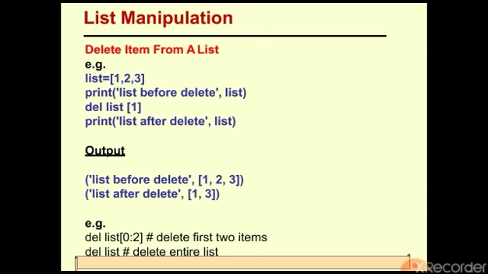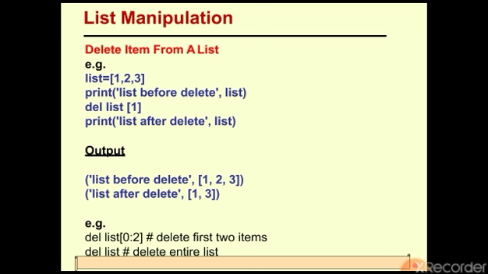Like for example, you want to delete the element at index 1. Here we have written del, then list[1] within the square brackets. It means that we want to delete the element at index 1, or the second element in the list. Before deletion, we printed [1, 2, 3] as a list. After we delete the second element, which is 2, the list after deletion will be [1, 3], which is displayed in the output here.